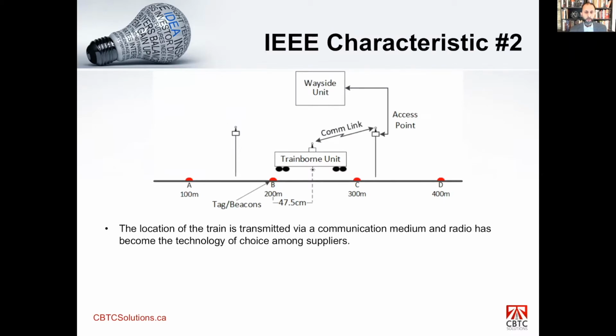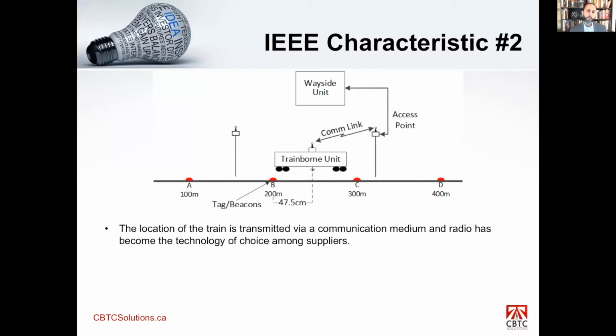Characteristic number 2 is, once the train-borne has established its position, it needs to transmit that to the wayside. It does that by using a communication link, a radio link usually. There's a radio on board the train itself, and there are access points installed along the guideway, could be every 500 meters, maybe every 1,000 meters. The train will transmit its position to the wayside unit using this radio medium. Radio has become the technology of choice. Some suppliers use inductive loops, but radio seems to be the way that everyone is heading towards.